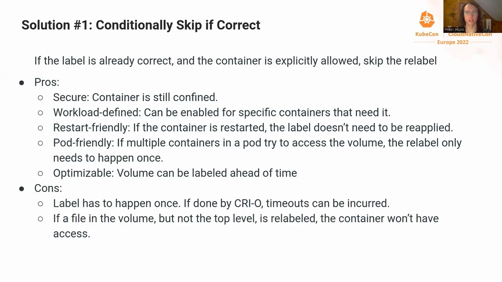To satisfy these conditions, we came up with two solutions. The first solution is to conditionally skip the relabel if the top-level directory is almost correct, assuming the container was specifically allowed to do so. We use CRI-O's allowed annotations functionality to ensure an admin wanted this behavior to be enabled on the node and that the pod author actually wanted to opt into it.